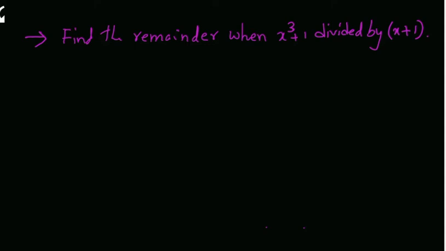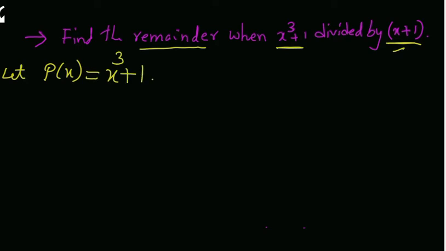Just see this problem. Find the remainder when x cube plus 1 is divided by x plus 1. So this is the divisor. This is the dividend. So what we have to do here, let the given polynomial be p of x. So let p of x is equal to x cube plus 1. And consider the divisor x plus 1 and find the 0. So that means we have to find the 0 of x plus 1.